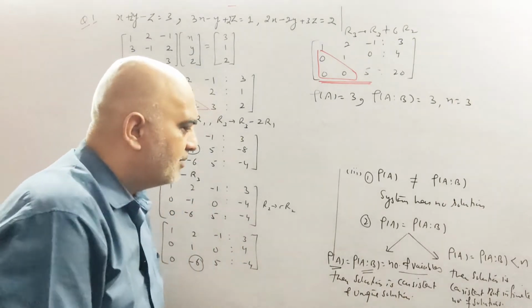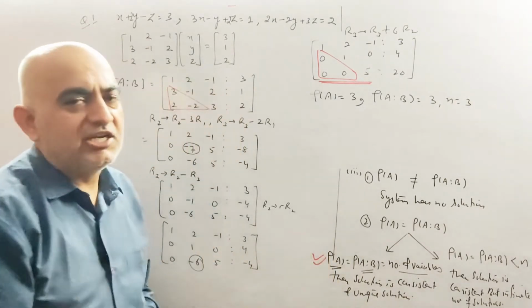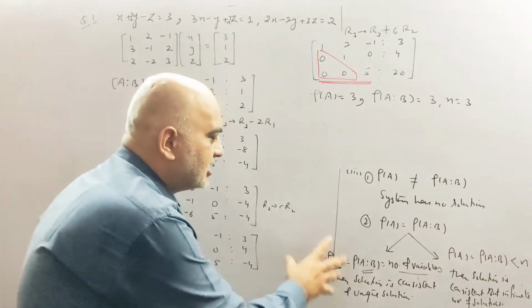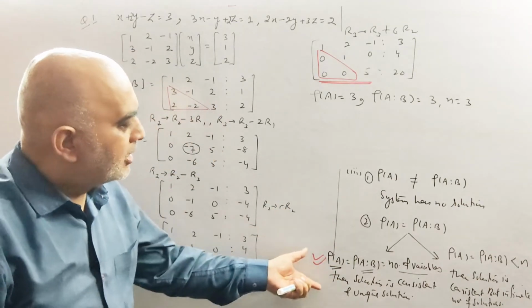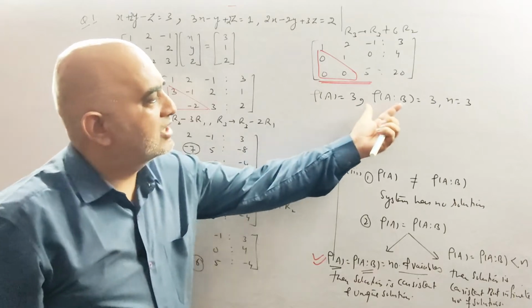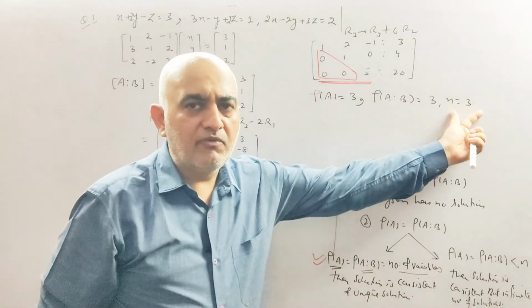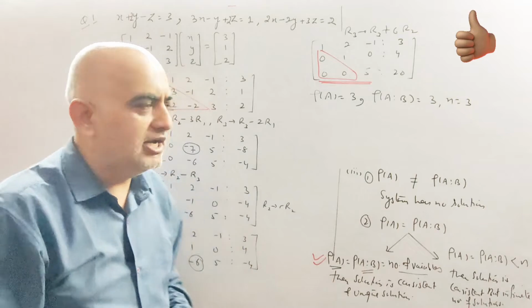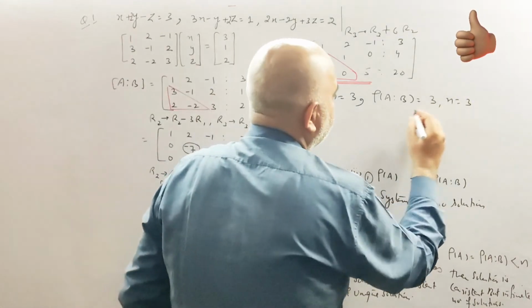Means this criteria that we have given is satisfied. When this criteria is satisfied, what does it mean? It means rank of A is equal to rank of AB is equal to the number of variables, means system has unique solution, right? So system has unique solution.